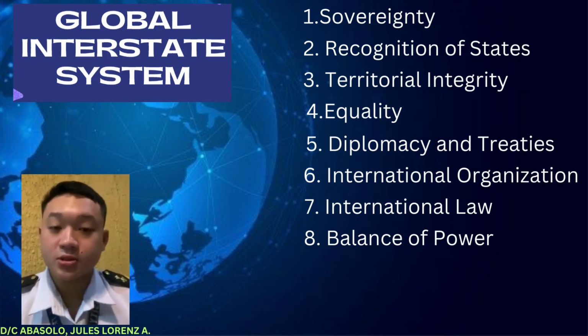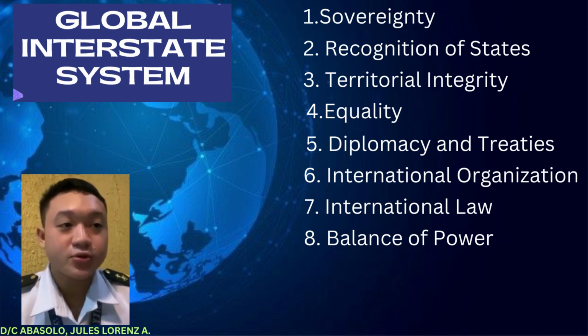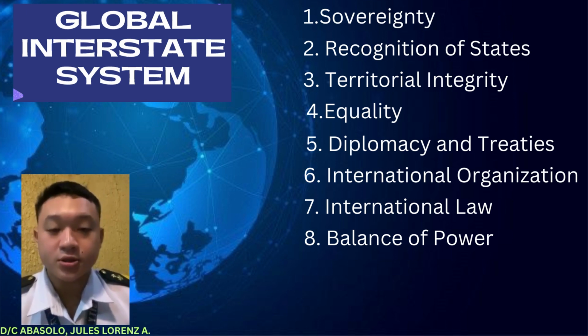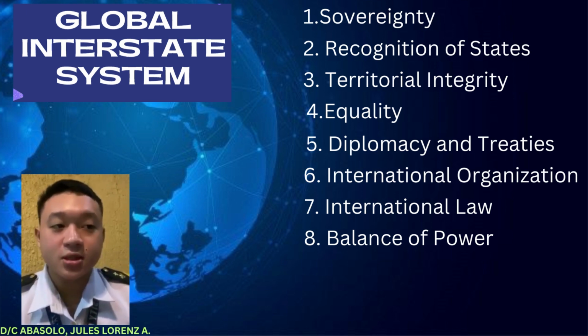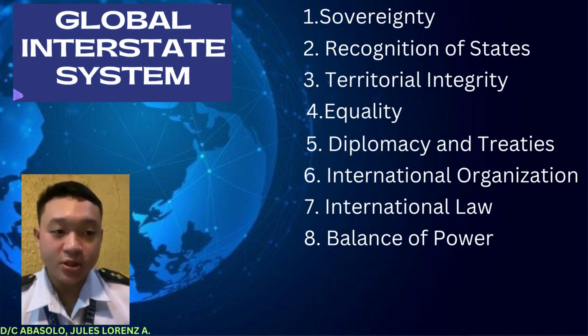The global interstate system, often referred to as the international system or the international order, is the framework that governs relations between sovereign states on a global scale. It is characterized by several key elements. Number one is sovereignty. In the global interstate system, each state is considered sovereign, meaning it has the supreme authority within its territorial boundaries and is not subject to external control. Sovereignty is a foundational principle of the system.